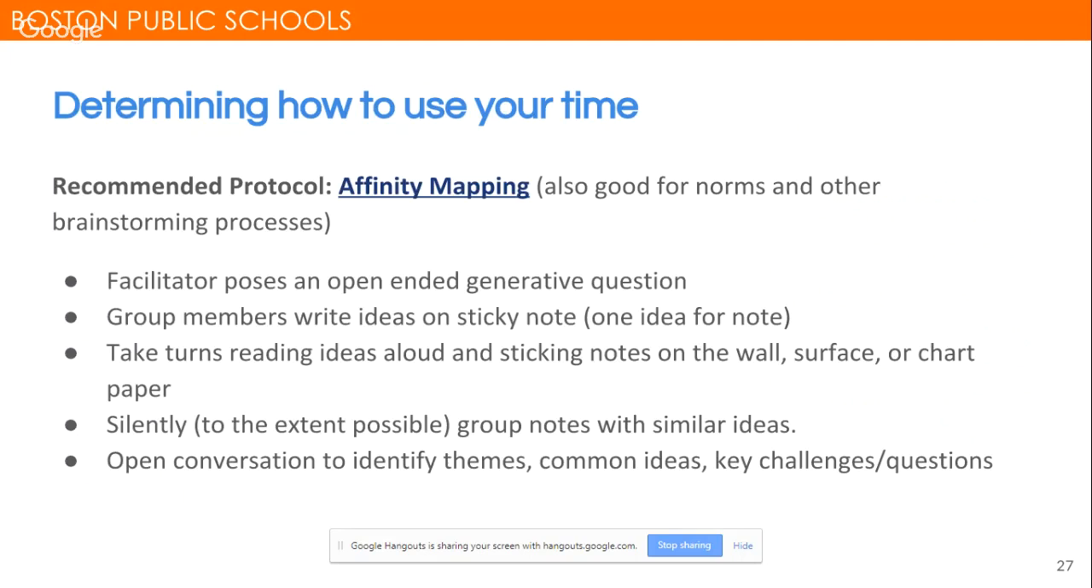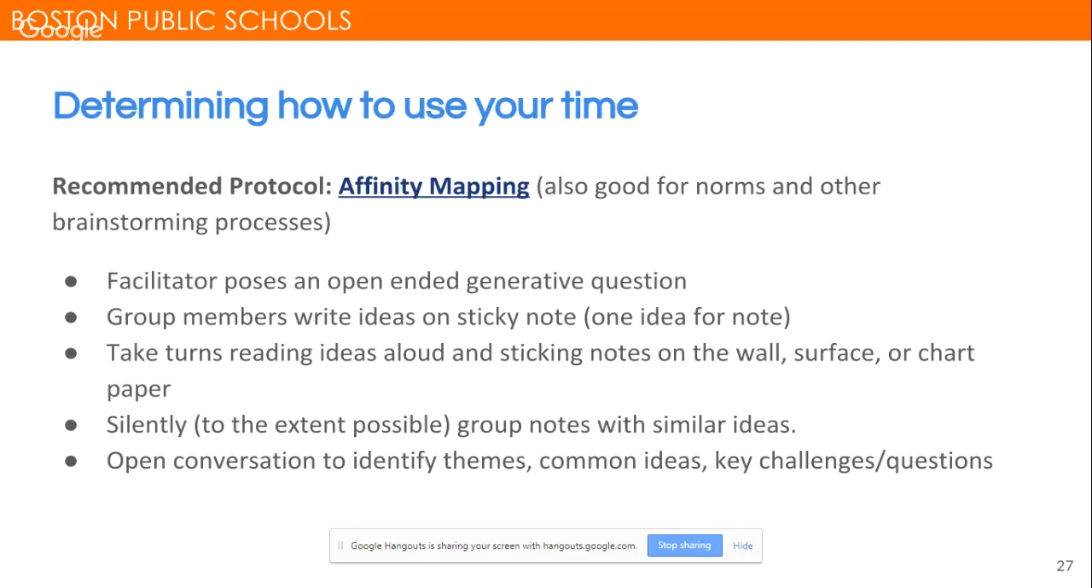Group members write ideas on a sticky note and make sure it's one idea per note. After everyone's written down their ideas, you can take turns reading these ideas aloud. And you want to stick the notes on the wall or a surface, chart paper, whatever works for your group. I use a whiteboard. And then silently, which can be challenging, people are going to move the notes to similar ideas to create categories or themes. If someone moves your note and you don't think that's what you meant, you've got to let it go. It's not intentional, and you can discuss it towards the end.